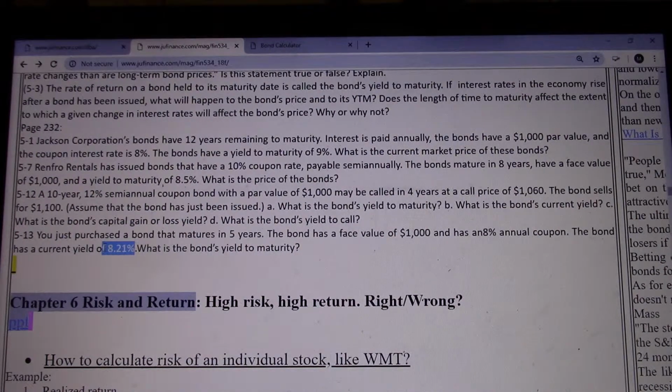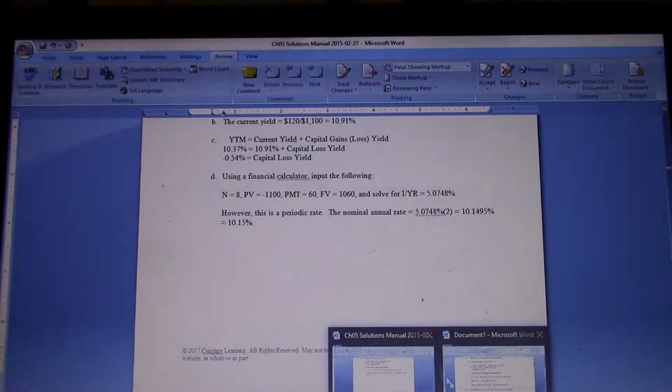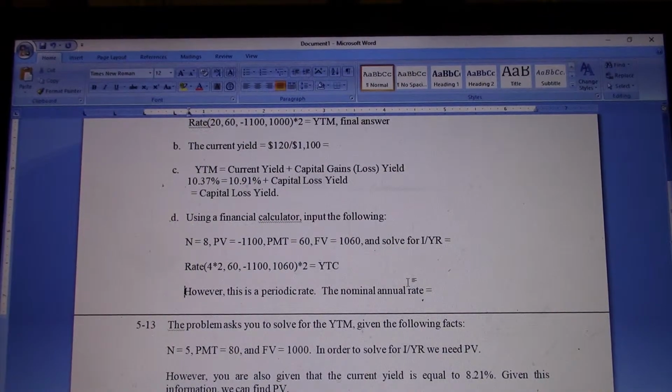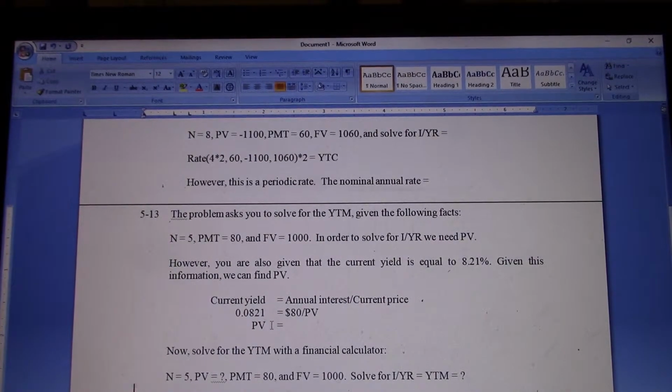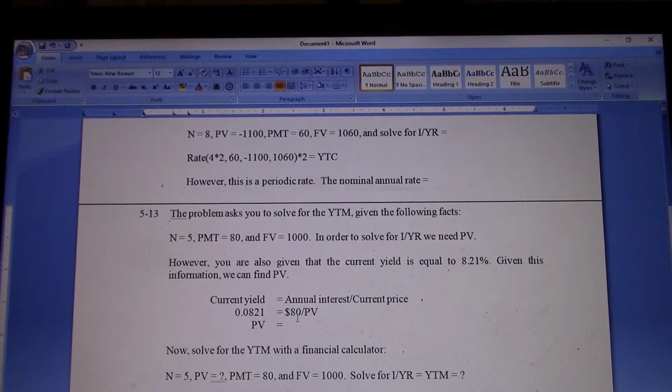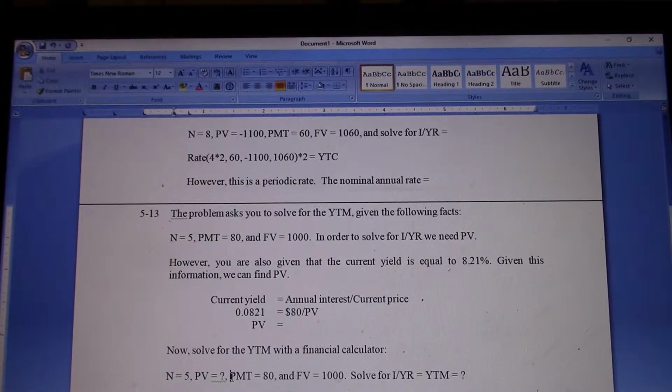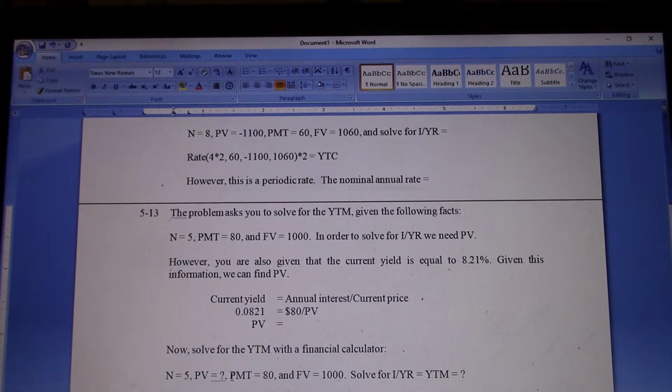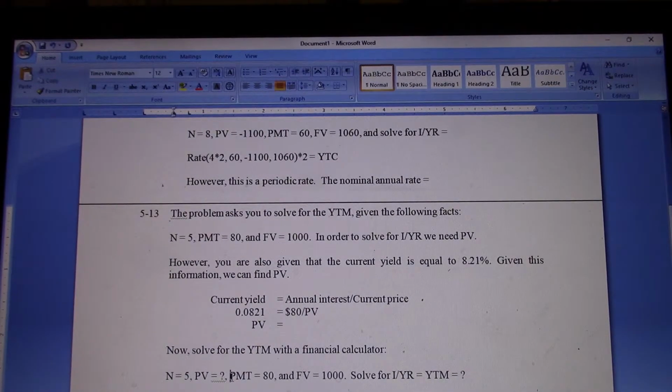So we can get the price from here using $80 of coupon divided by 8.21%, and that will give us the price. And then you plug into either the calculator or Excel. So you need to find the price first. Use 80 divided by 8.21% to get the PV. And once you get the PV, you plug into the YTM's rate function in Excel, and then you get the yield to maturity.